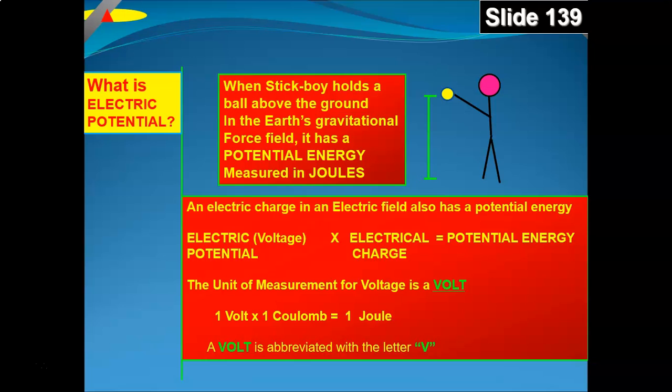So electric potential, which we call voltage, times the electric charge equals the potential energy. The unit of measure for voltage is a volt, and 1 volt times 1 coulomb equals 1 joule. And volt is abbreviated with the letter V.